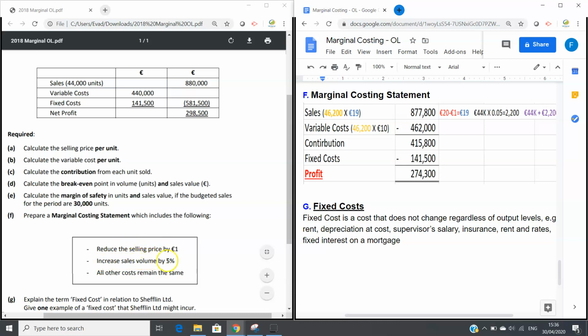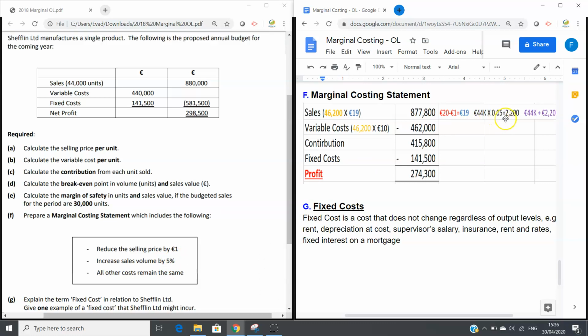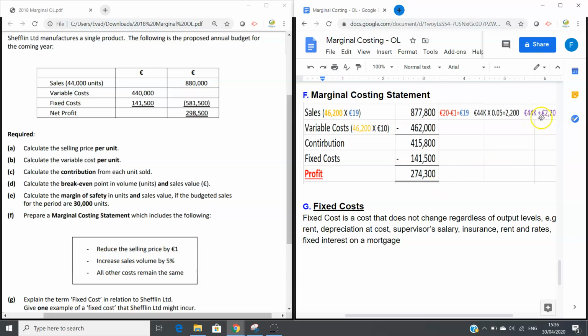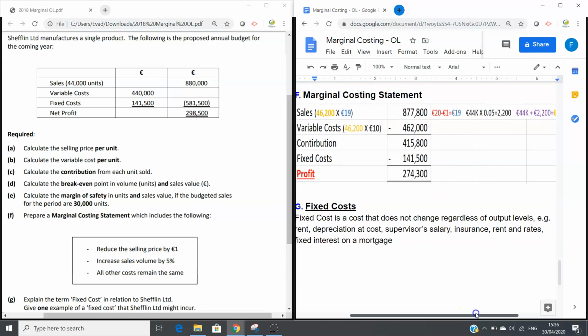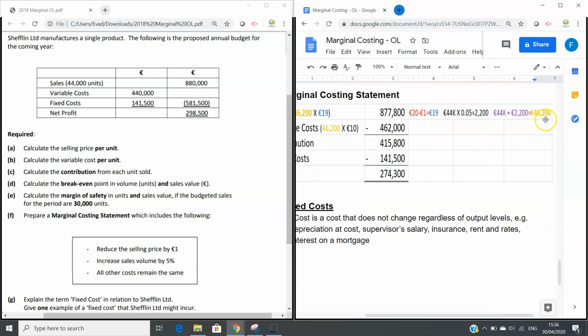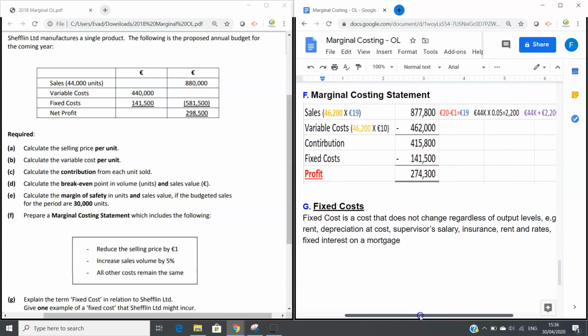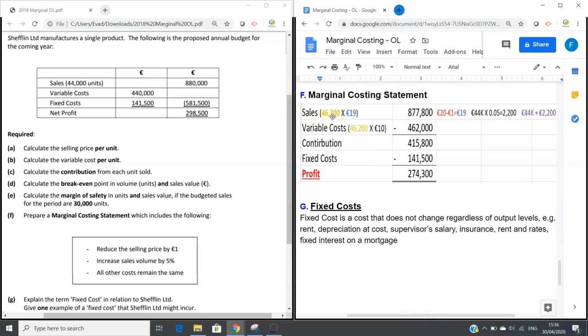Increase the sales volume by 5%. Now we know the sales volume was 44,000 units, so we're going to increase that by 5%. How do we do that? We do 44,000 multiplied by 0.05. That gives us 2,200. And it tells us to increase, so what do we do? 44,000 plus the 2,200. And that will give us 46,200. Okay, so 46,200. Now we can do our sales.